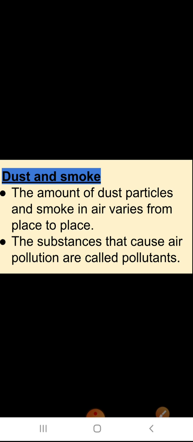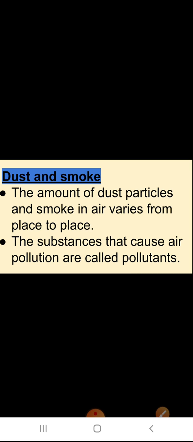Now dust and smoke, you all know that dust and smoke are present in the atmosphere. Now if you want to see that dust is present in the atmosphere or not, you can check it very easily. You have to choose a sunny room in your home and close all the doors and windows of this room. Now switch off the light also. Okay, there should be no source of light in that room. And you can also cover the windows with a dark curtain.